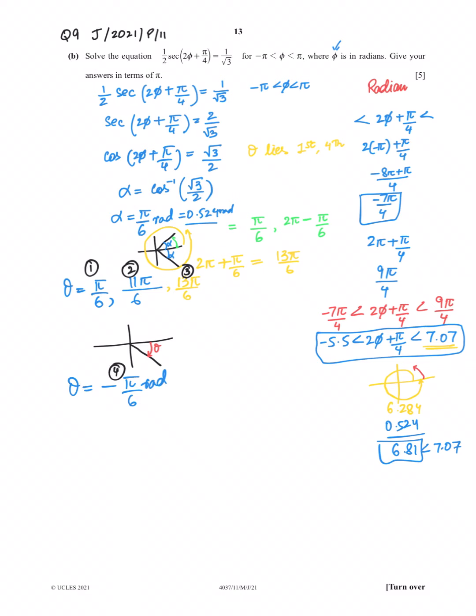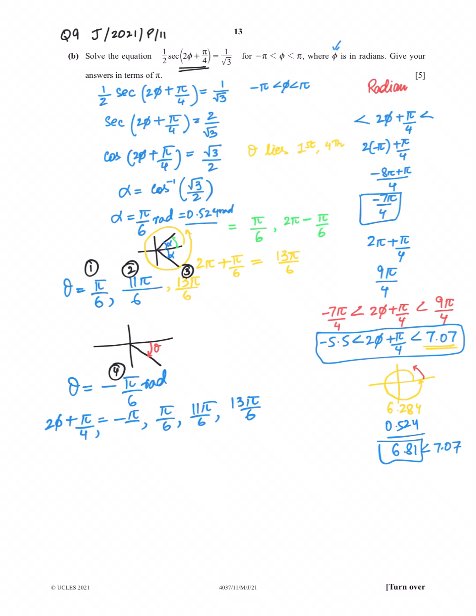But this is not the final answer, because the angle we have in the question is 2 psi plus pi over 4. So I'm going to write down 2 psi plus pi over 4, and the angles I got here are minus pi over 4 first, after that pi over 6 second, after that 11 pi over 6, and the last one 13 pi over 6. Now I need to solve them one by one, and that is minus pi over 6, not 4. So it's minus pi over 6. Alright, I'm going to pick the first one.